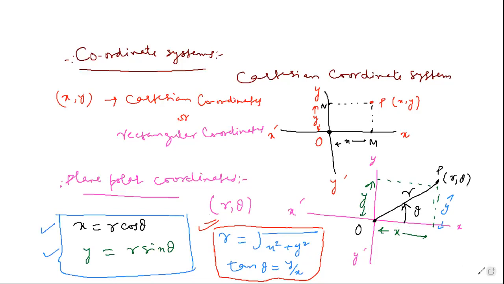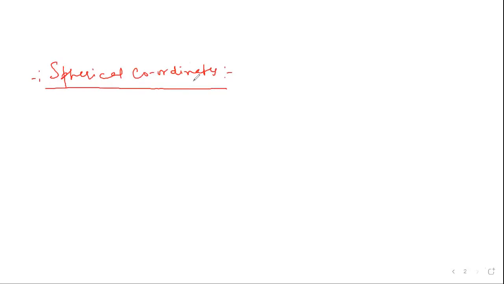Next, we talk of three dimensions. We have other coordinate systems. Now in three dimensions, we talk of spherical coordinates. We also call them spherical polar coordinates.